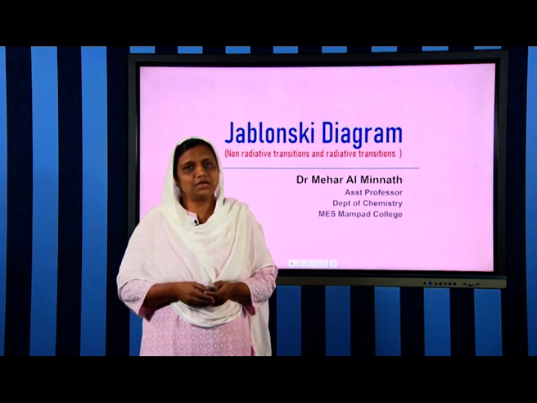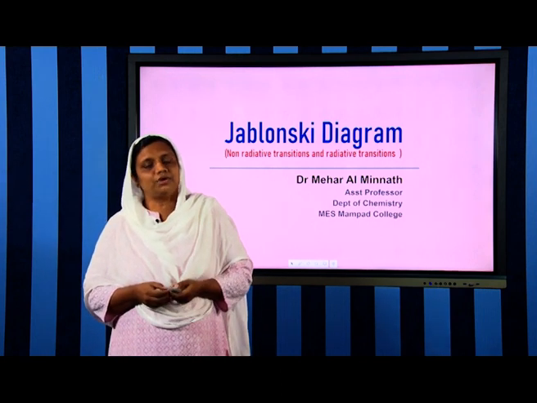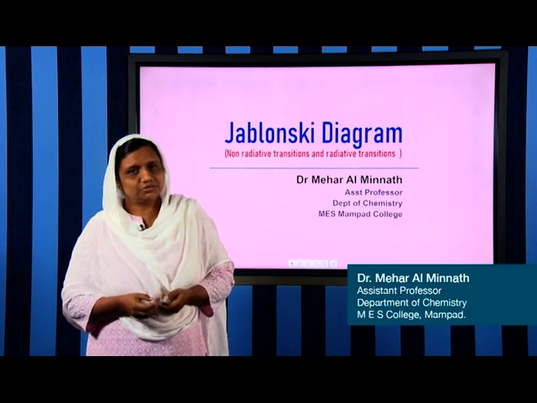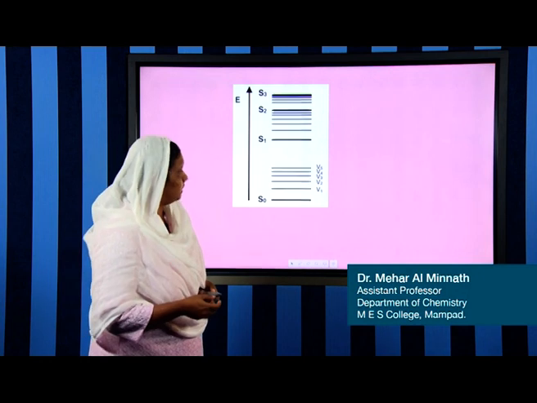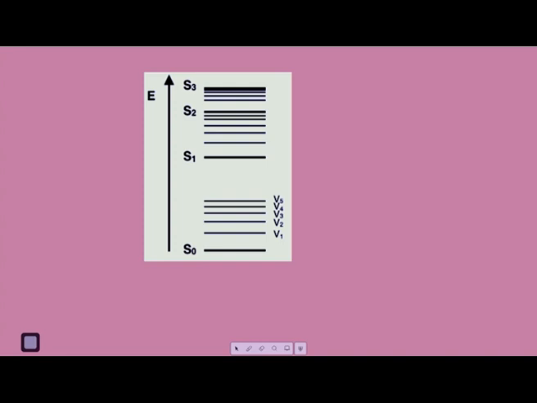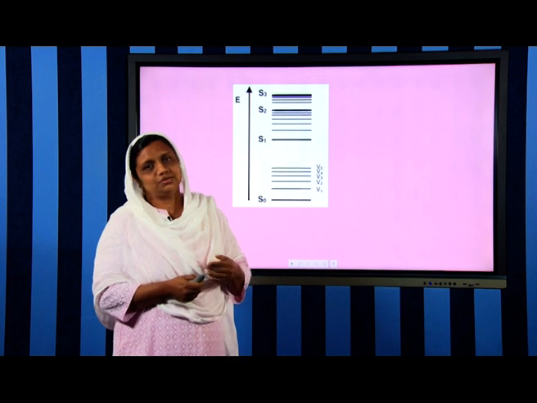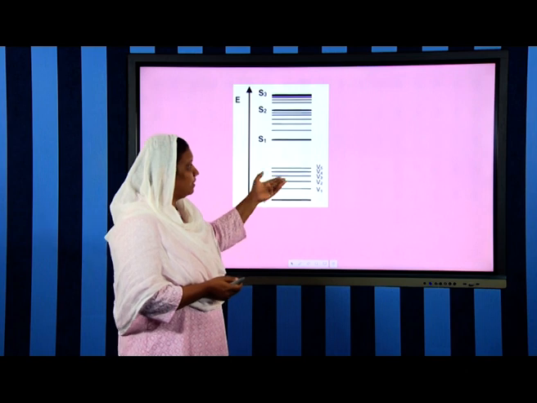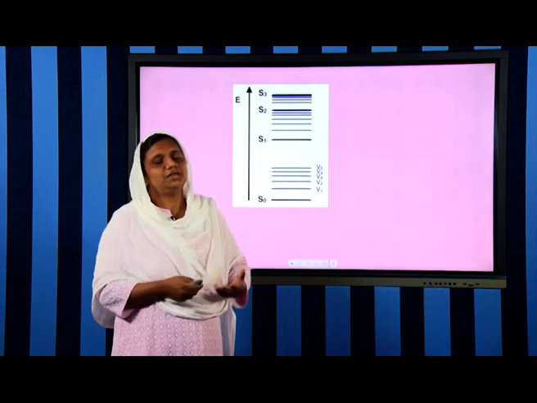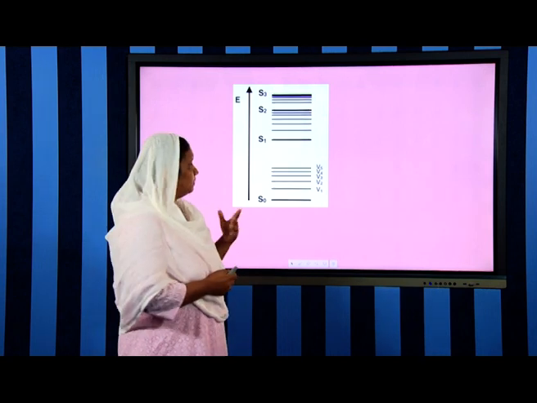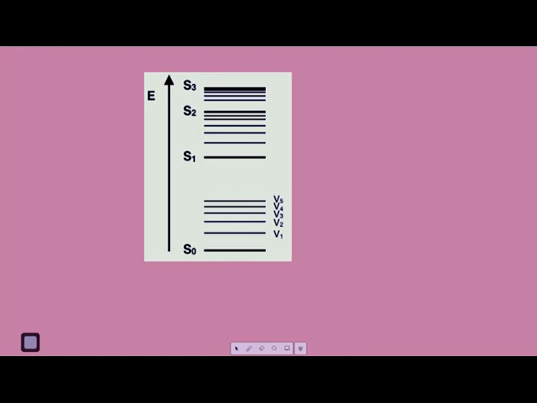First, let us see what the non-radiative transitions are. To understand them, let us go to the energy levels of the system. We have the ground state energy level S0, the first excited state energy level S1, the second excited energy level S2, and so on. And as I said earlier, we have vibrational levels within each electronic state, depicted as V1, V2, V3, V4, etc.